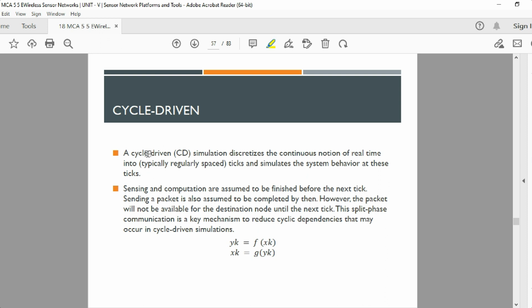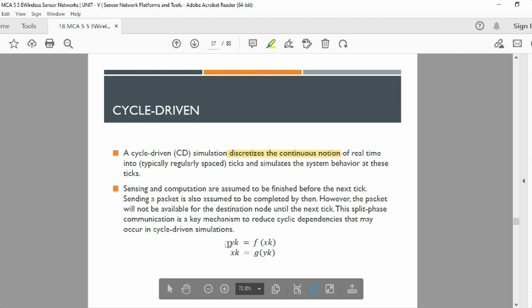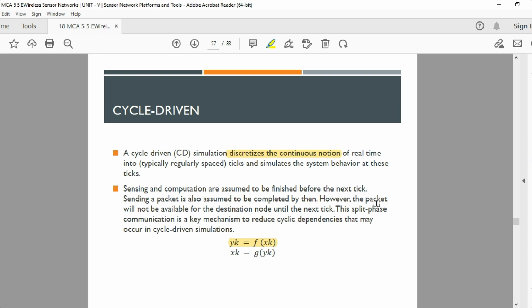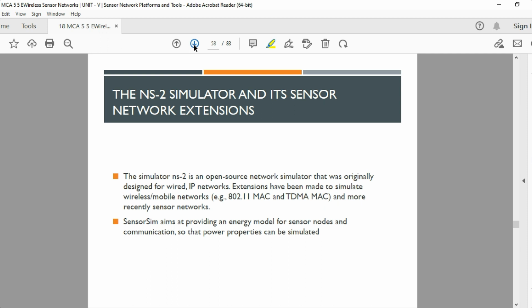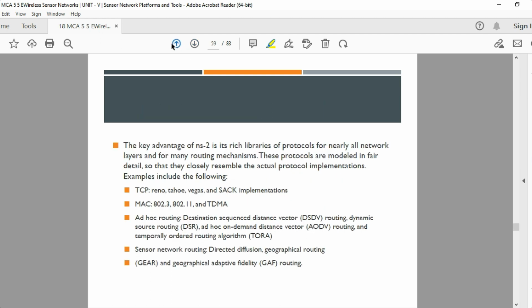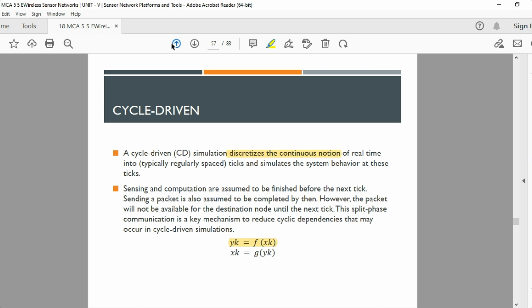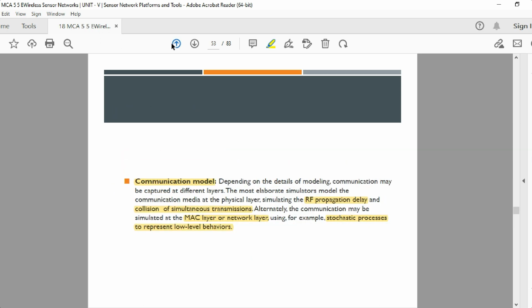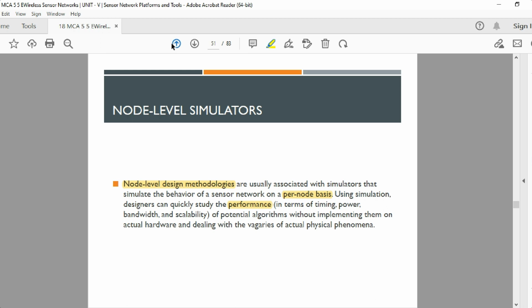From the name itself, we could see the cycle driven simulation discretizes the continuous notion of real time data. That is, with respect to k, we have to take down the entire data. We should not take down the next packet until we get the next tick, that is, until the ongoing transmission is completed. So for this we'll be making use of our ns2 simulator, and this ns2 simulator will be dealt with in later classes. Hope you understand this cycle driven network simulator. Thank you for listening.